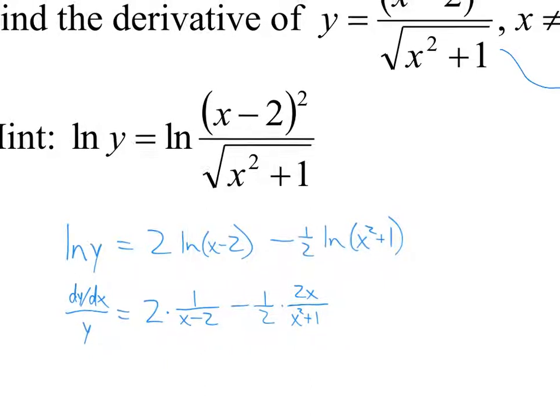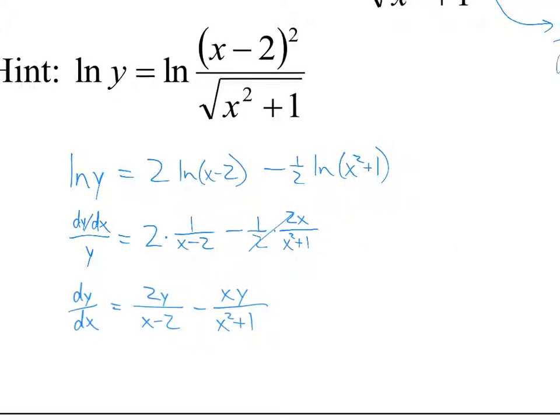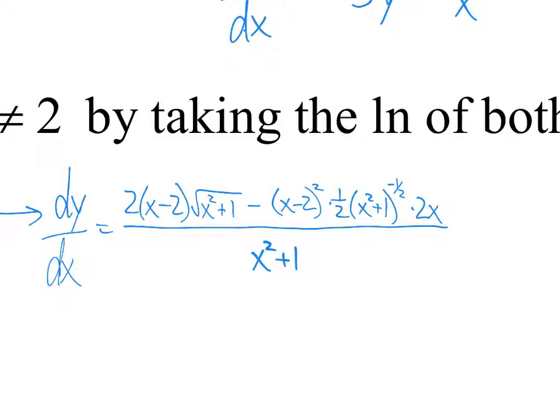And then all we would have to do at this point is multiply both sides by y. So dy dx is 2y over x minus 2 minus, the 2's cancel, xy over x squared plus 1. Now, of course, this has both x's and y's in the derivative, but it will give us the same values that this did. The equation, though, is in a little bit simpler form.